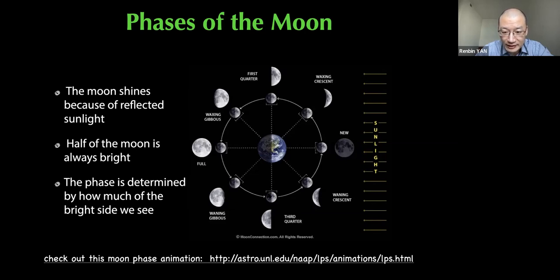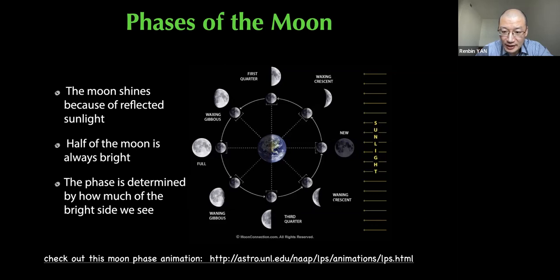And then in the bottom half of the circle, we repeat the same process as above, but this time the fraction that is illuminated gets smaller and smaller. The fraction of the illuminated side that we can see gets smaller and smaller. At this position, we see more than half. At this position, we see half of it. At this position, we see less than half of it. So we have a gibbous moon here, and then this is called the third quarter moon because it's 3/4 of a month.